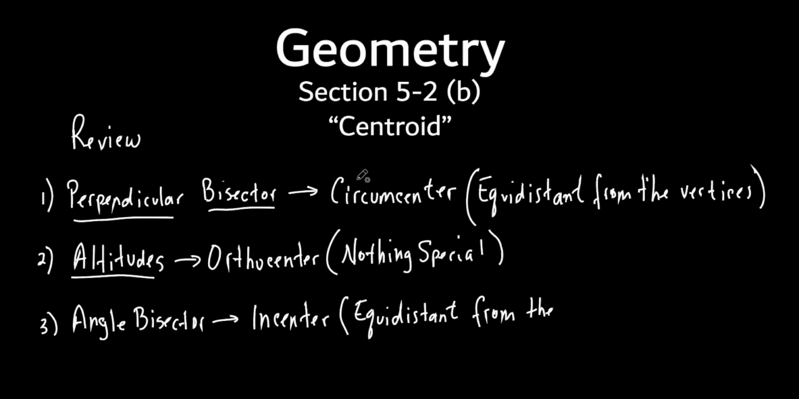Not from the vertices, that's the circumcenter. It's from the sides of the triangle. And what is the distance from a point to a side? It's the perpendicular distance. Okay, so it's equidistant from the sides of the triangle. All right, that's angle bisector.